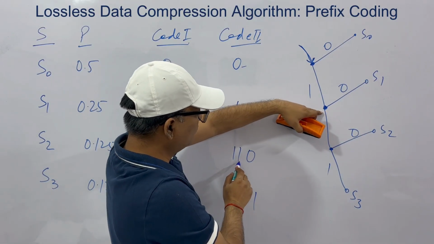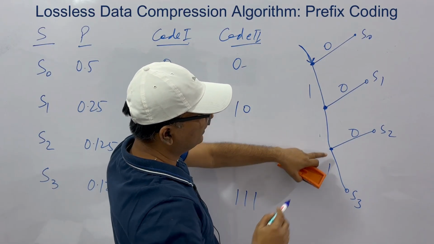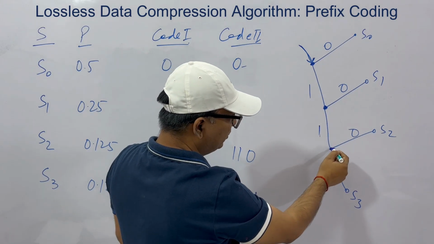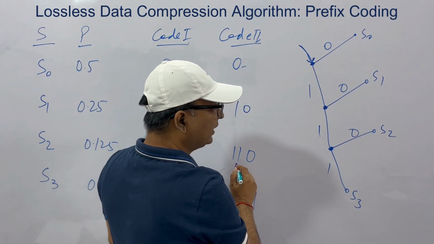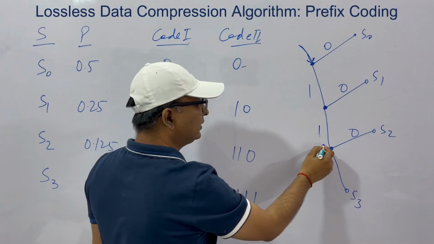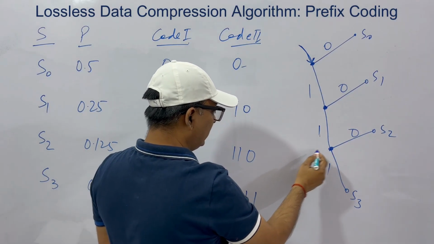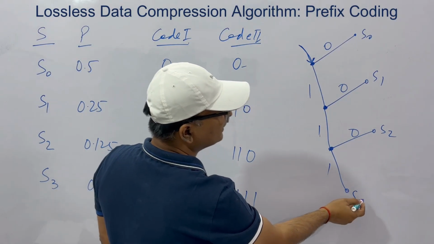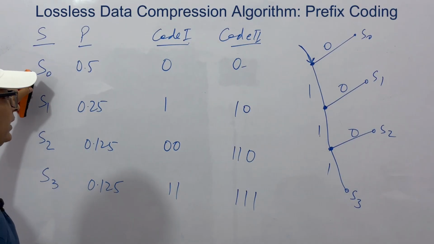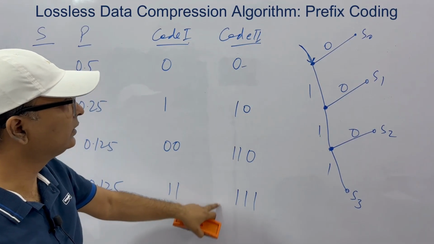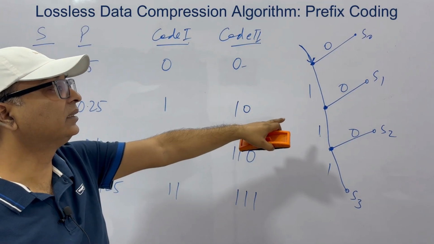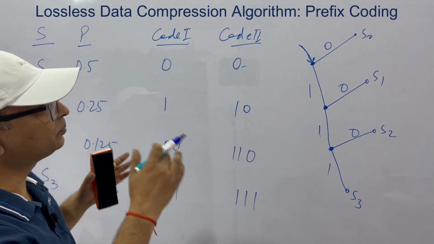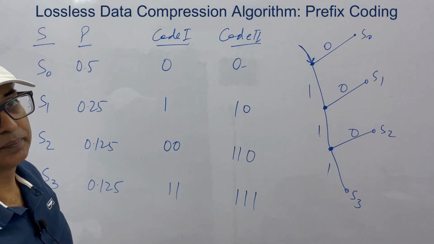Otherwise, if this is 1, 1, it will send to this point. See, 1, 1 will again come to this point. Now again it is waiting whether this is 0 or 1. If it is 0, it will send to this, that is S2. And if it is 1, it will send to this, which is S3. See, S3, S2, S1, S0. So this code is uniquely decodable by this prefix coding algorithm.